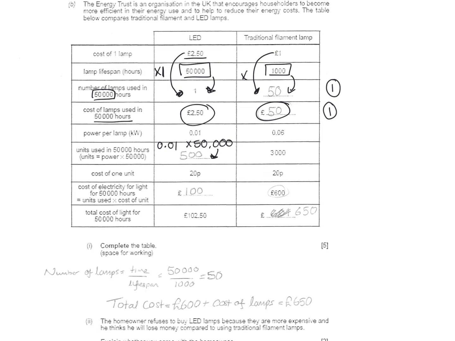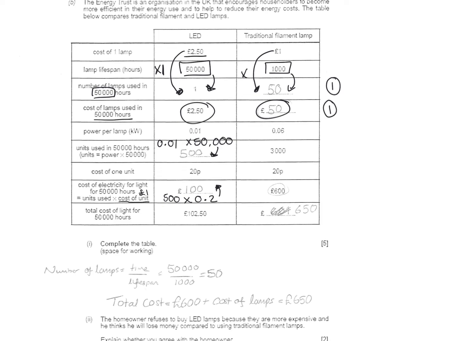Same kind of situation now. You then go on to use this equation. Units used times by the cost of units. Okay, so the cost per unit is 20p. The units used was 500. So you would do 500 times by 0.20 because this is working in pounds. Okay, again, that would give you 100.